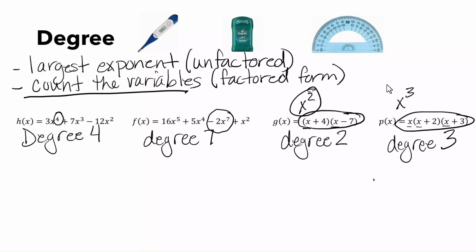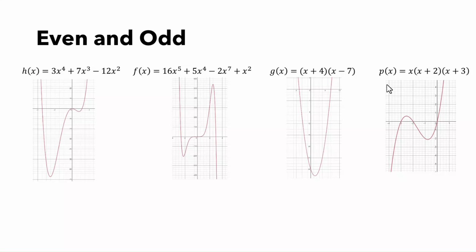So let's see now, what does this mean as far as polynomial functions? We can tell if a function is even or odd. And the easiest thing is, if the degree is an even number, you have an even function. If the degree is odd, you have an odd function. Even or odd tells you what will happen at the ends of the graph. In other words, the long run behavior.